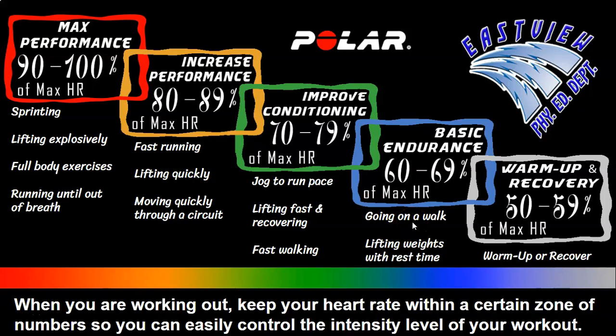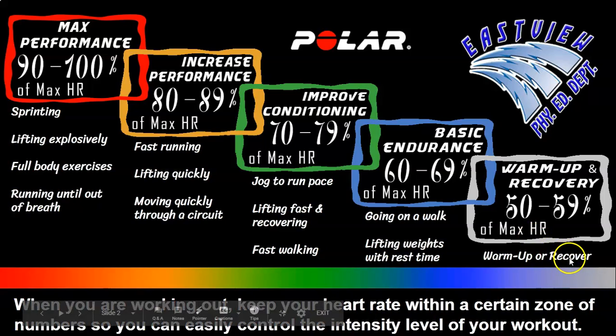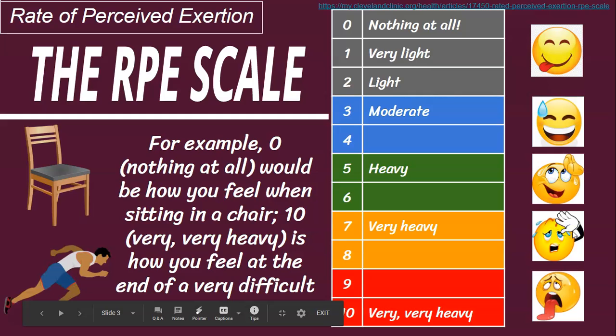I just went walking for about 2 hours yesterday around the trails by the river, and I was in blue the entire time. I kept my heart rate monitor running and downloaded my graph, and I was in blue. And then finally, that gray zone is where you're going to be warming up and recovering. So as you get through your dynamic warm up today, really think about being in that gray zone. So again, when you're working out, keep your heart rate within a certain zone of numbers so you can easily control the intensity of your workout.